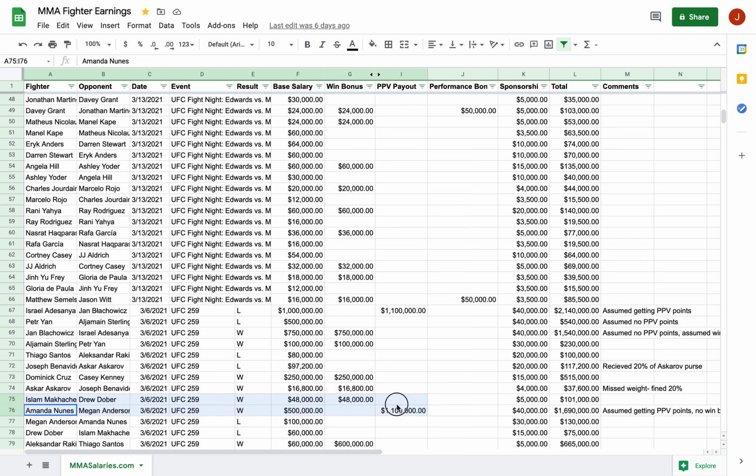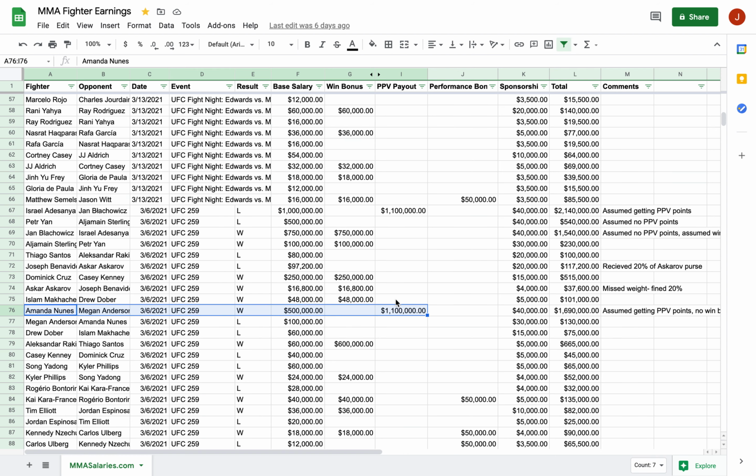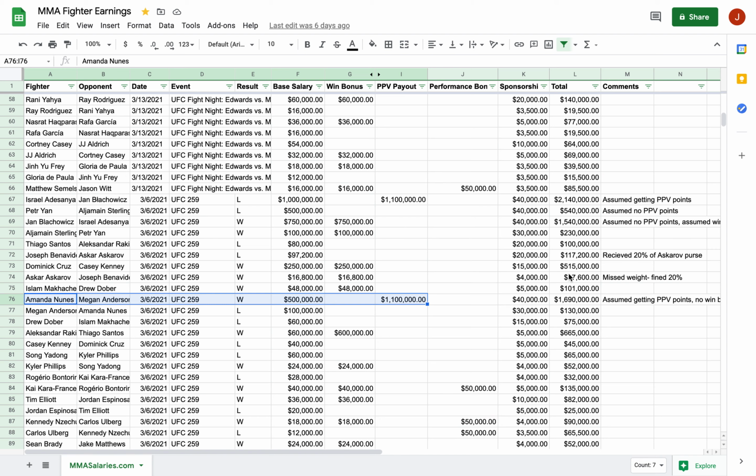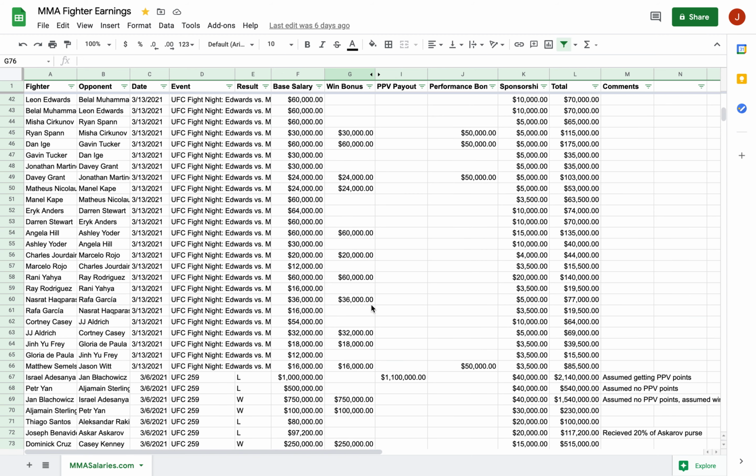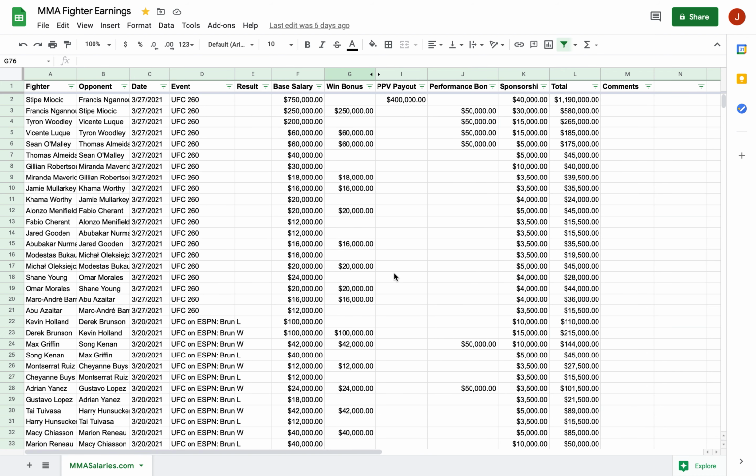We've got one here as well, like Amanda Nunes earning a similar pay-per-view payout. It was on the same event, so it looks like her and Israel took a split of that event, but they didn't get a win bonus. So it's often that when they're getting pay-per-view, you'll see that they don't get a win bonus even if they win, because the pay-per-view payout is worth a hell of a lot more to them.